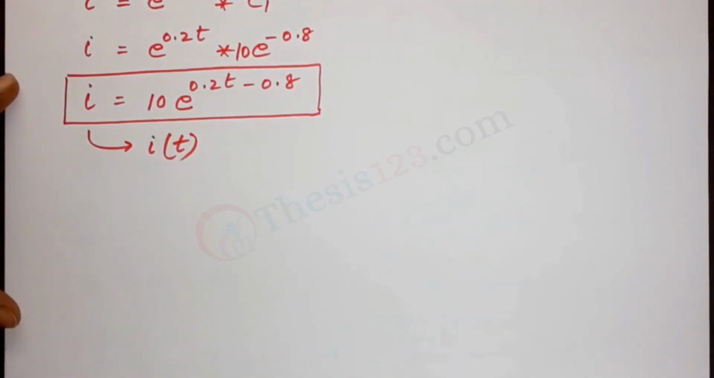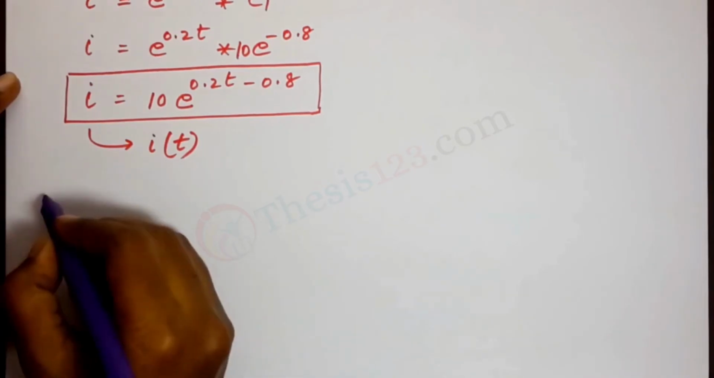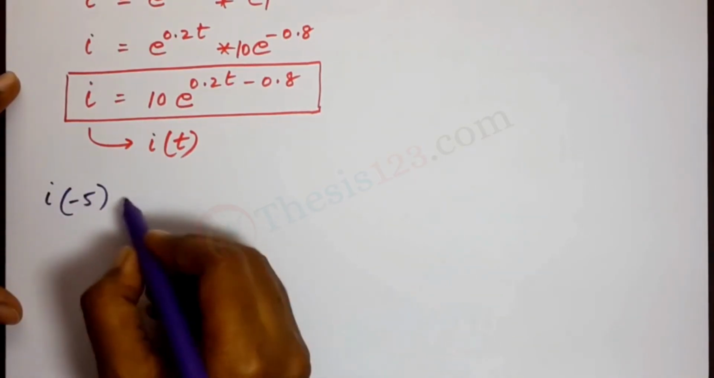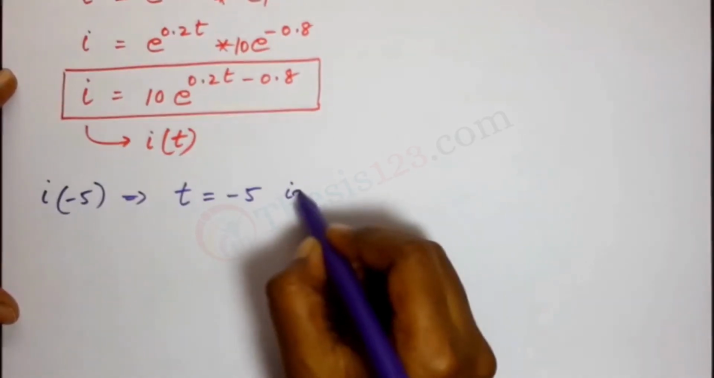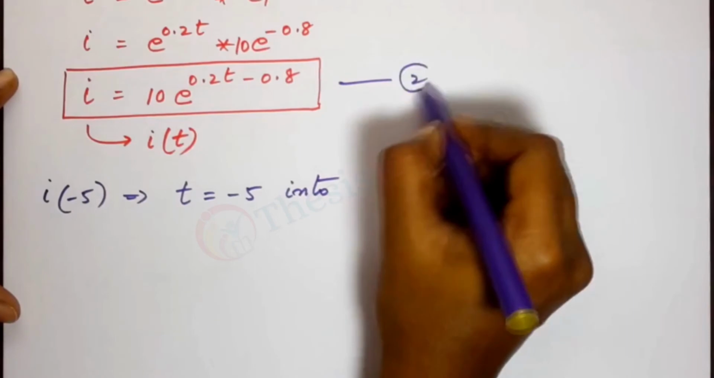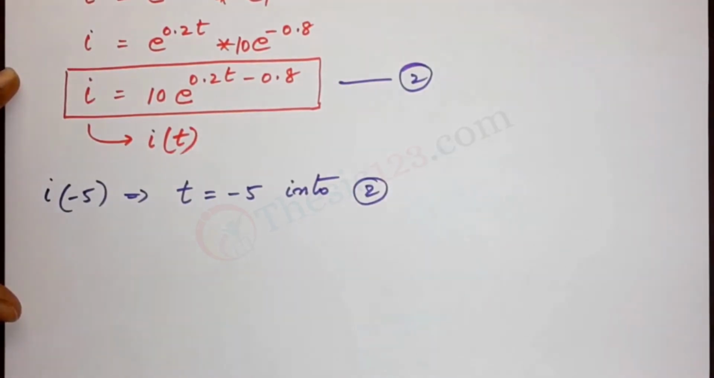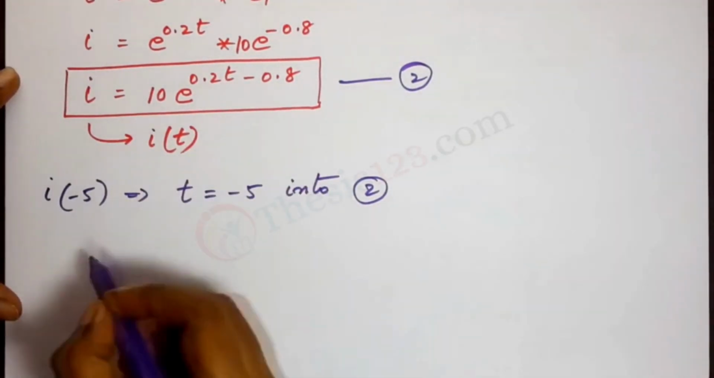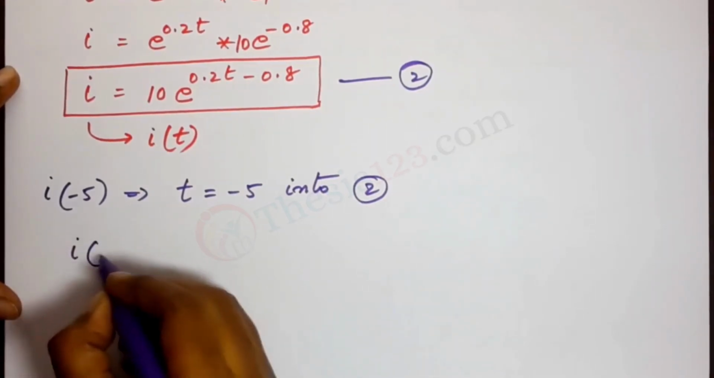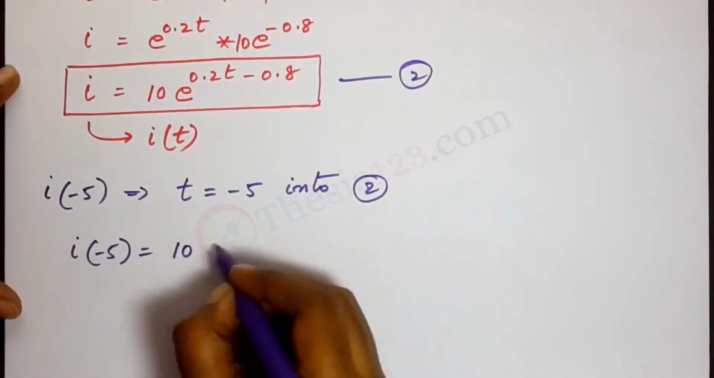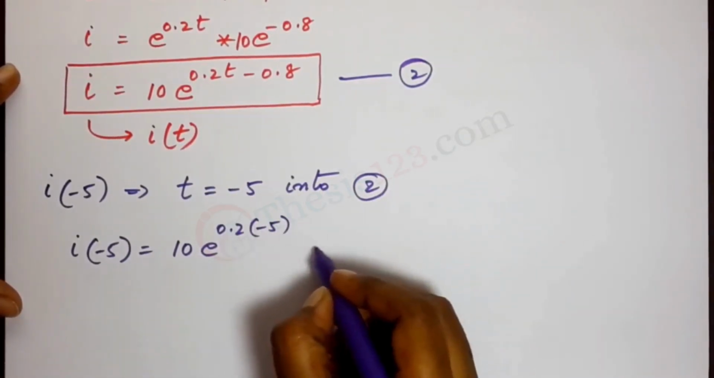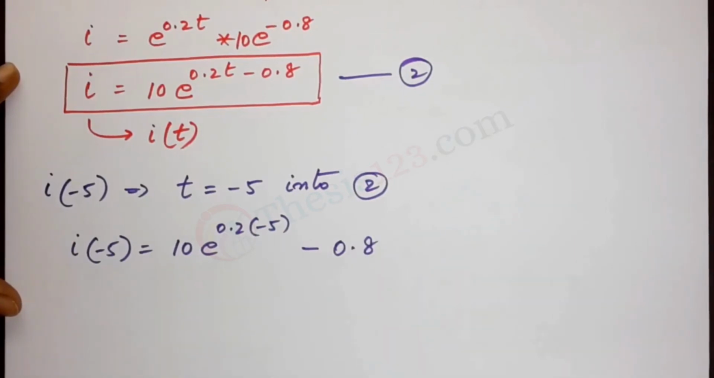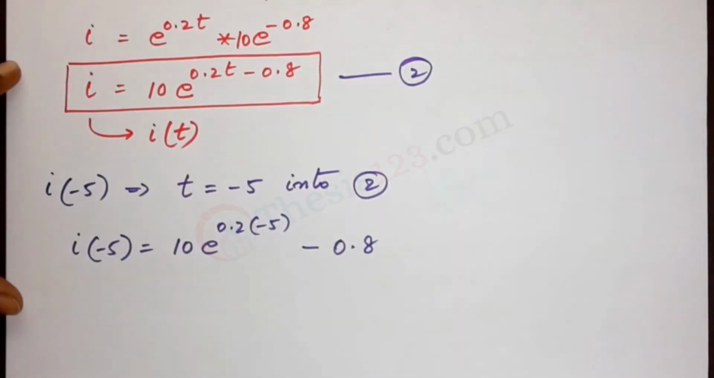Now the question asks us to find out what is the value of I of minus 5. We need I of minus 5. So all we have to do is substitute t is equal to minus 5 into equation 2. So let's substitute minus 5 here. We will now have I of minus 5 equals 10 into e to the power 0.2 into minus 5 minus 0.8. I hope you're following.